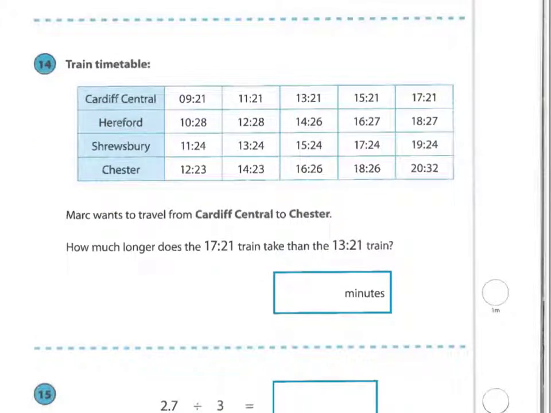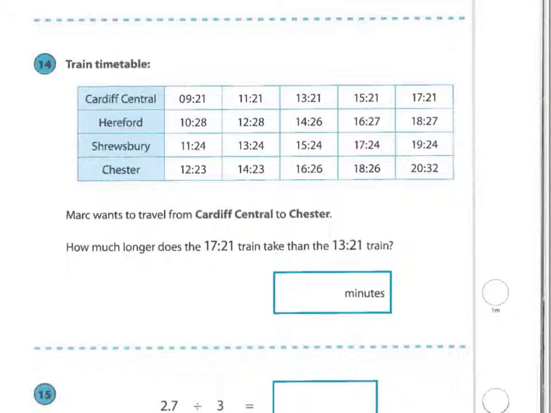Question 14. Here is a train timetable showing the stations of Cardiff Central, Hereford, Shrewsbury and Chester. There are 5 columns indicating 5 different trains throughout the day. Now, it says under the table, Mark wants to travel from Cardiff Central to Chester. How much longer does the 17:21 train take than the 13:21 train?